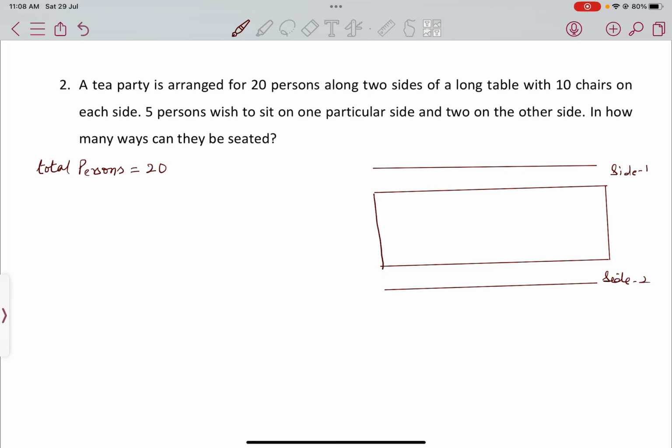With 10 chairs on each side, 1, 2, 3, up to 10, there are 10 chairs this way, and there are also 10 chairs on the other side. 5 persons wish to sit on one particular side. Suppose 5 persons want to sit here and 2 on the other side. Suppose 2 want to sit on this side. In how many ways can they be seated?